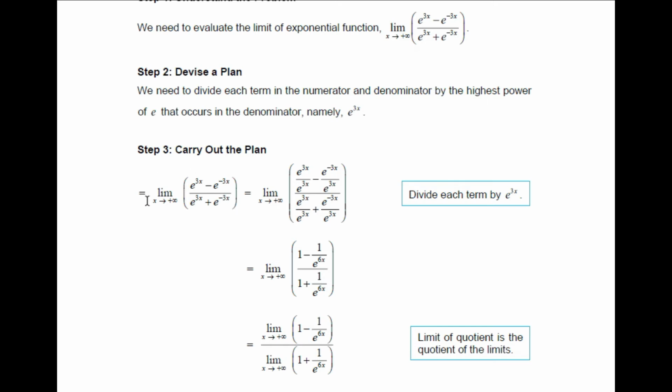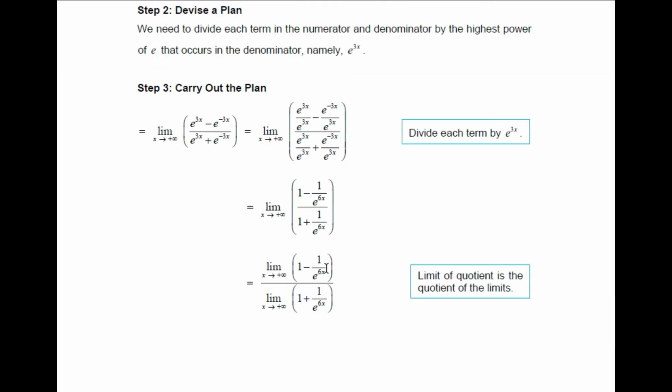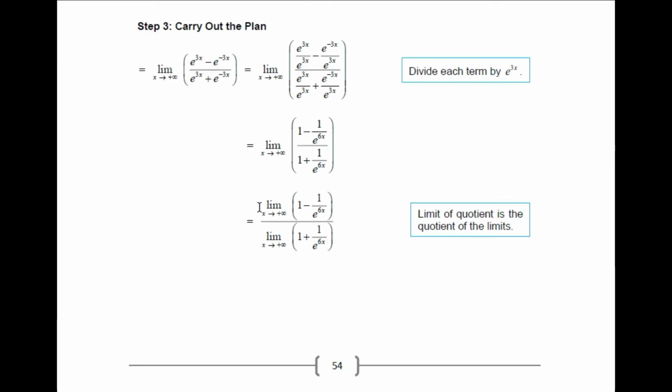So we rewrite the question for the part A and we divide each term by e power of 3x. We simplify the limit and we get 1 minus 1 over e power of 6x over 1 plus 1 over e power of 6x. So, for the next step, we write the limit as x approaches positive infinity at the numerator and the denominator, where the limit of quotient is the quotient of the limit.